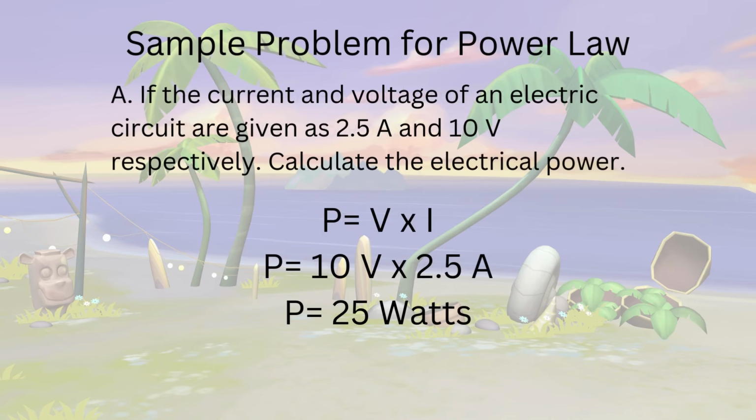Number 1. If the current and voltage of an electric circuit are given as 2.5 A and 10 V respectively, calculate the electrical power. P equals V multiplied by I. P equals 10 V times 2.5 A. P equals 25 watts.